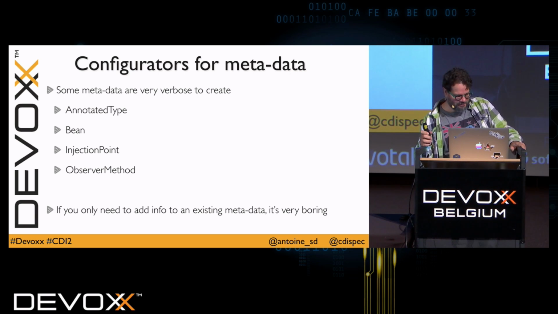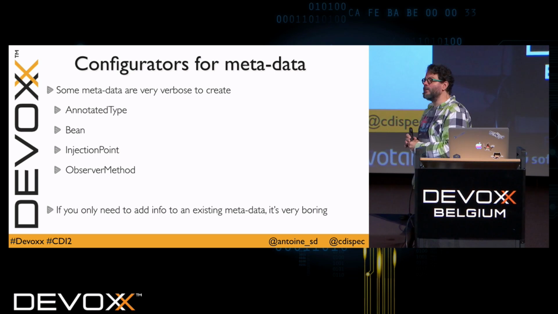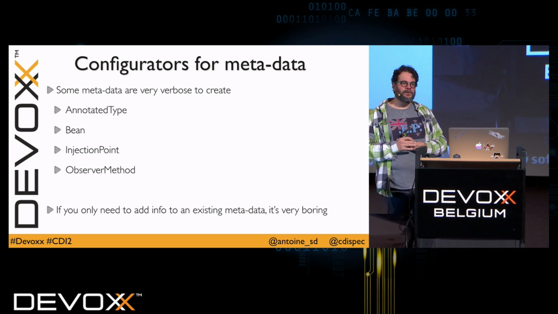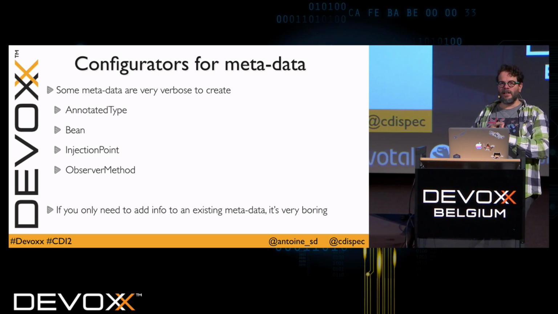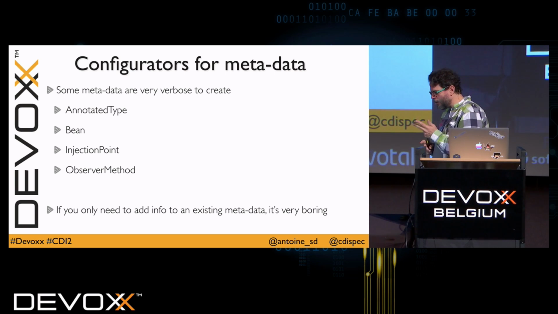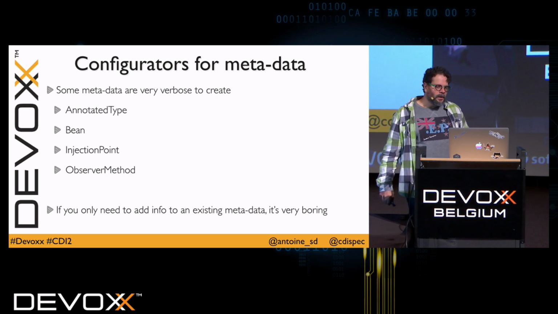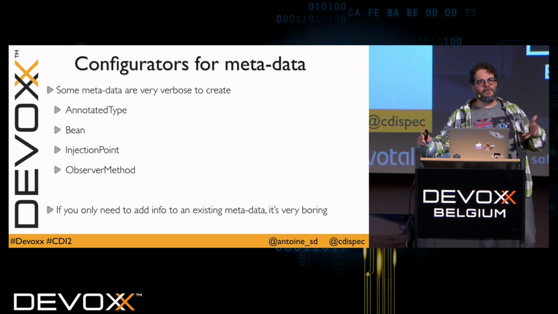Wow, not a lot. Well, when you develop a portable extension, at some point you need to create metadata. You need to create an annotated type, a new type of bean, a producer, etc., and an injection point. It's a bit cumbersome to do that. It's not hard, but you have to implement an interface and write a lot of boilerplate code.